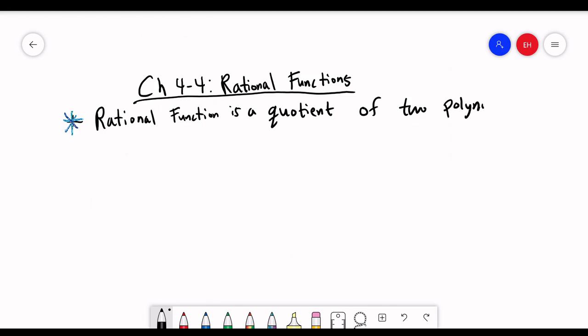Okay, so in chapter 4.4, we're going to go over another type of function called rational functions. So we've already gone through polynomial functions. And just like a rational number is just a fraction, a rational function is just a fraction of two polynomials.